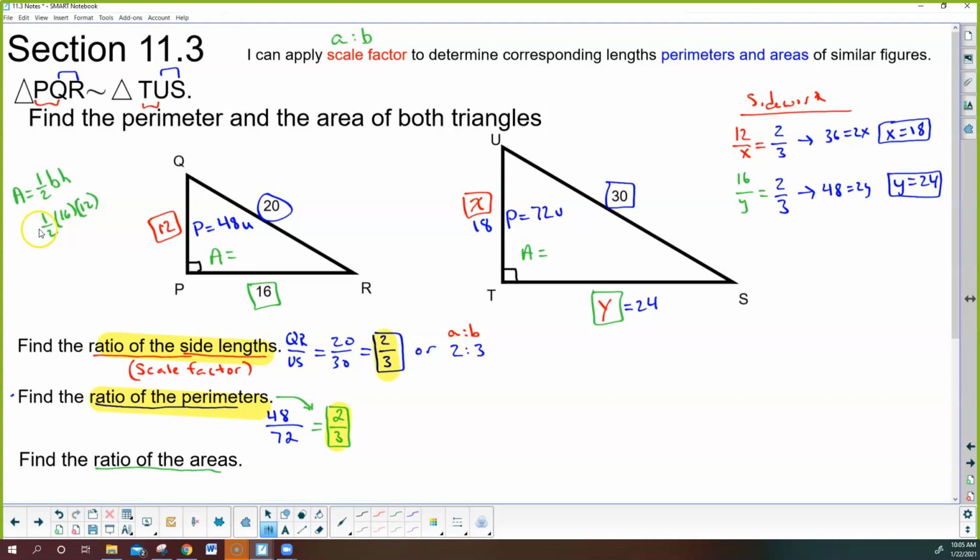So 1/2 of 16 is 8. 8 times 12 is 96. And then I'll just call that units squared. And then I got to do the same thing over here. Again, I don't have enough room. So the base is 24, the height is 18, and 1/2 of 24 is 12. 12 times 18 is 216.